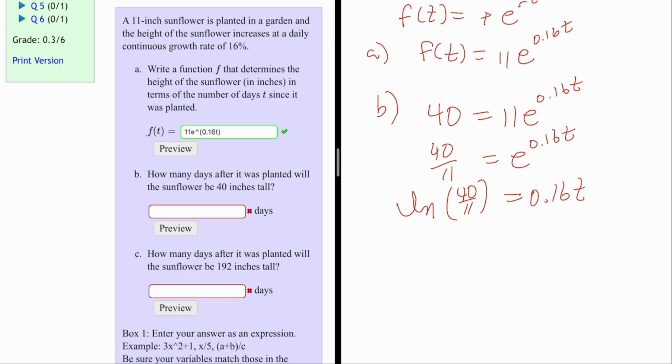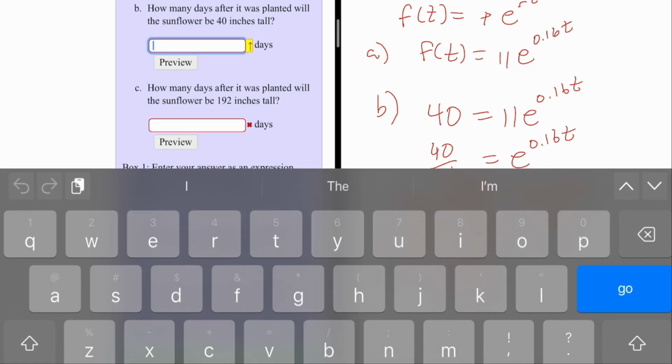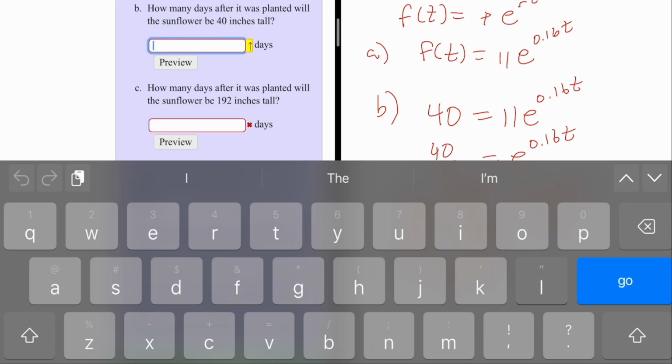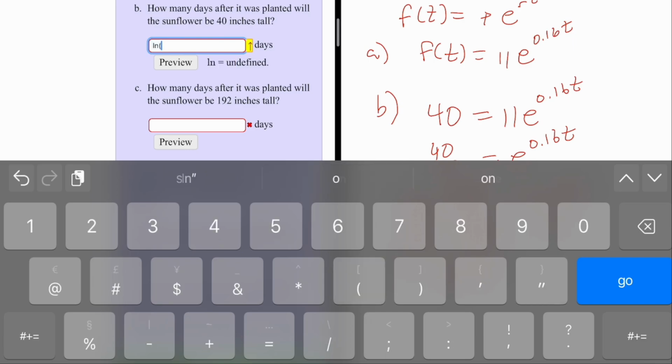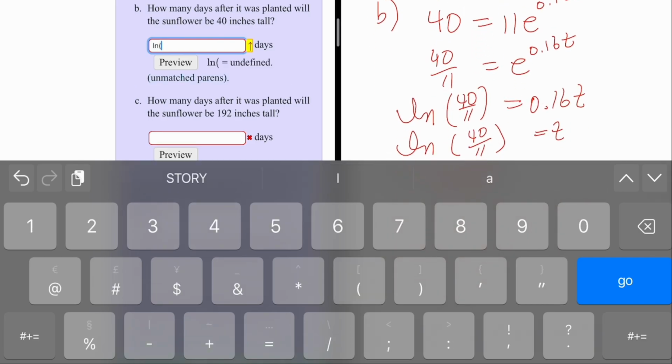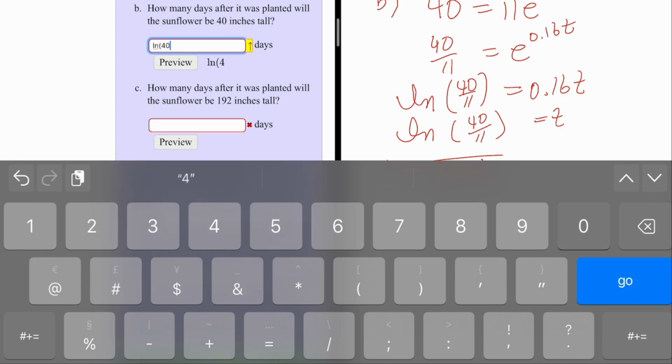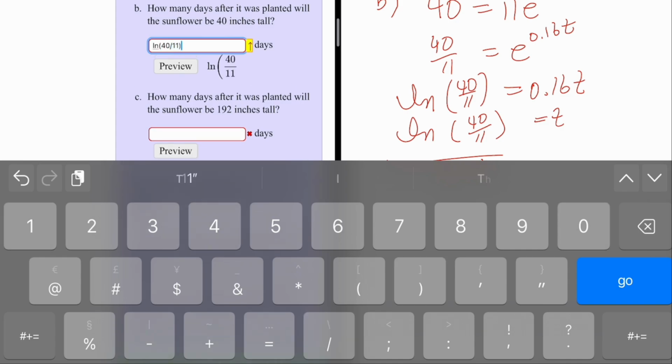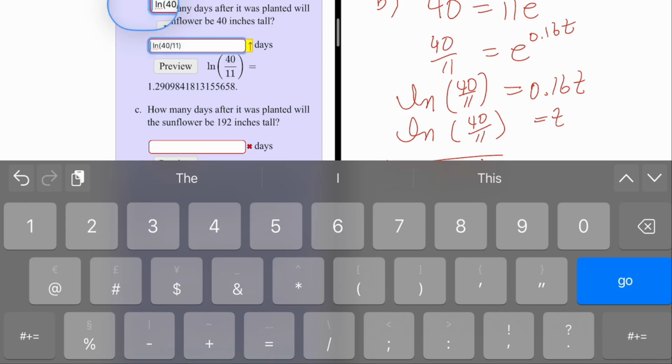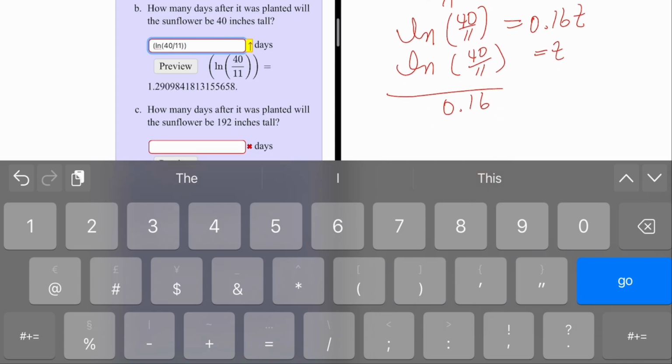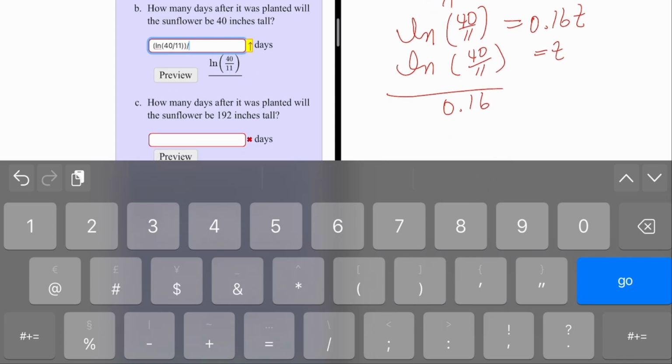And so we just need to divide this whole thing. We're going to have to enter that whole thing divided by 0.16. So that should go right there. So it's the natural log of the fraction, 40 over 11 for me. Now I need to all divide that entire thing. So I'm going to put parentheses around the whole thing, divided by 0.16.